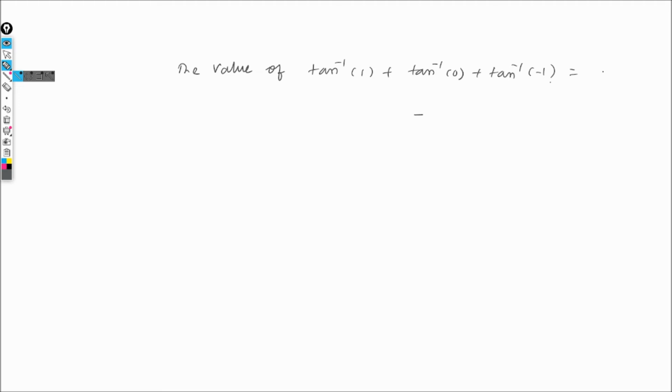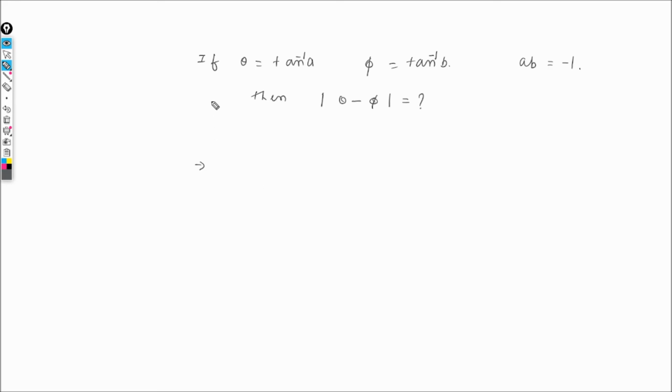To find the value of tan inverse of 1 plus tan inverse of 0 plus tan inverse of minus 1. See here, the value of tan inverse 1 is pi by 4. The value of tan inverse of 0 is 0. And tan inverse of minus 1 is minus pi by 4. So pi by 4 minus pi by 4 will get cancelled. So this is equal to 0. So let us understand this question.